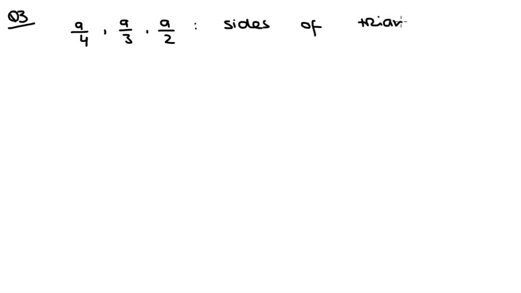And on to the last one, our question 3. In this one, we're asked to write down an expression for the perimeter of a triangle. We're given a triangle and the sides are a over 4, a over 3, and a over 2. If we're finding the perimeter of anything, we have to find the sum of the sides. So we're just going to be adding them. a over 4 plus a over 3 plus a over 2.